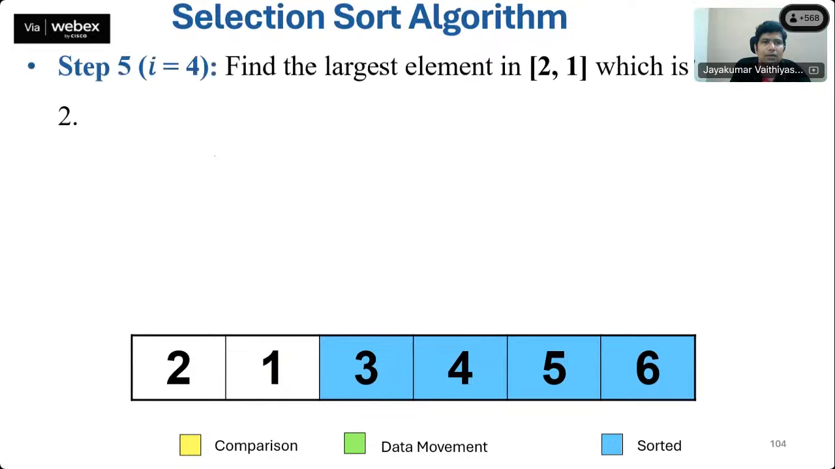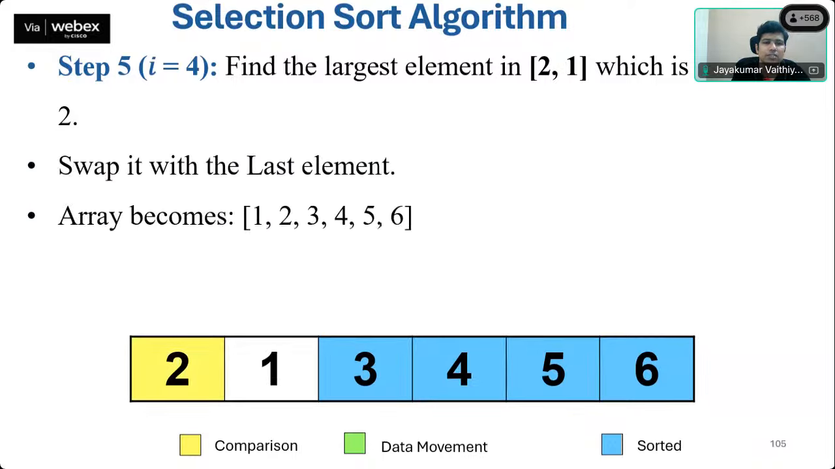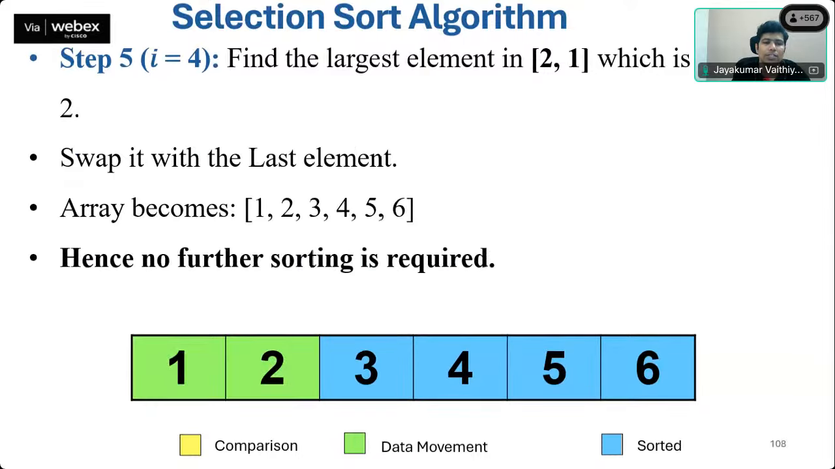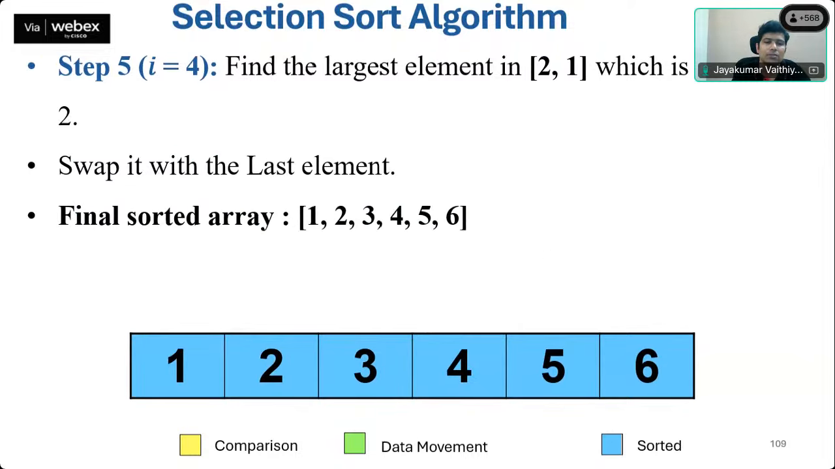So this is the fifth iteration, where i equals 4. The largest element is 2. You need to compare the first and second positions. The first element is 2, so it is the largest. The second element is lesser than the largest, so you need to do the swapping. All elements are completed, so all elements are sorted. So this is based upon selection sort.